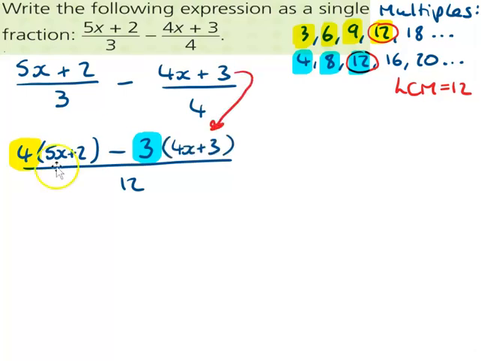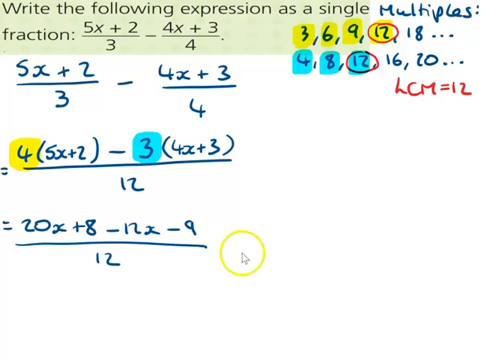So next we're going to multiply out our numerator. So we're going to multiply out the brackets of our numerator. So 4 multiplied by 5x is 20x, and 4 multiplied by 2 is 8. So next we have minus 3 multiplied by 4x, a minus by a plus is a minus, and 3 by 4x is 12x. So we get minus 12x. And then minus 3 times plus 3 is minus 9. And that's all over 12.